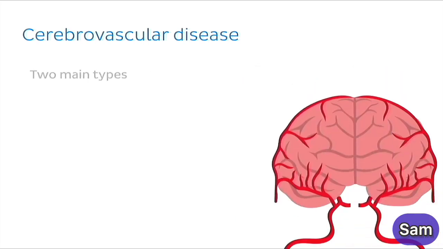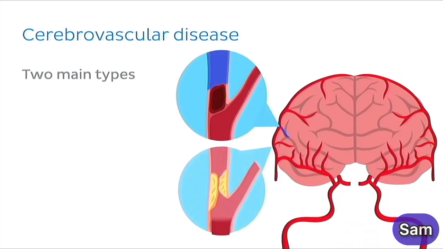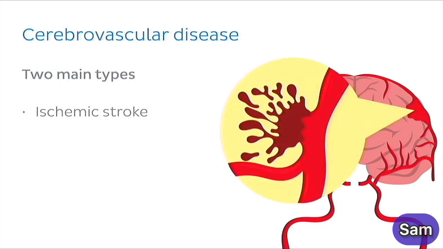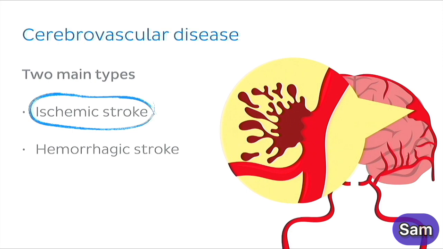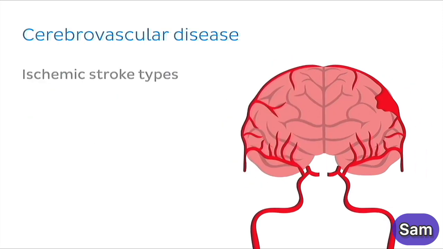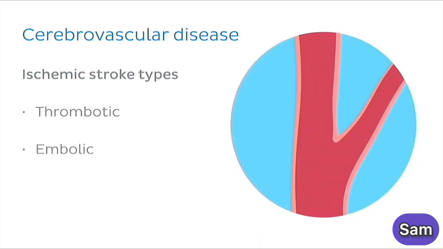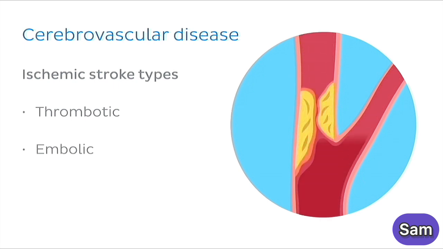There are two main types: a blocked artery, which causes an ischemic stroke, or a leaking or burst blood vessel, which leads to a hemorrhagic stroke. Ischemic strokes are the most common type. Ischemic strokes can be further divided into thrombotic or embolic. Thrombotic strokes are usually caused by atherosclerotic plaques, which are fatty deposits that gradually build up in the artery's wall. If they get big enough to block the blood vessels, they can cause a stroke.